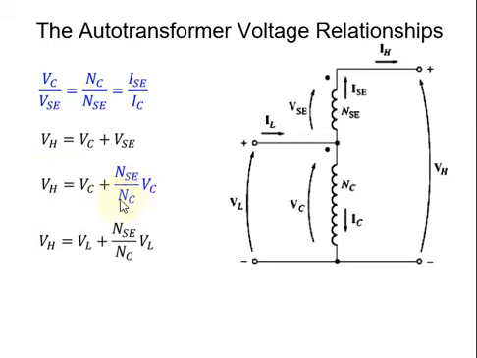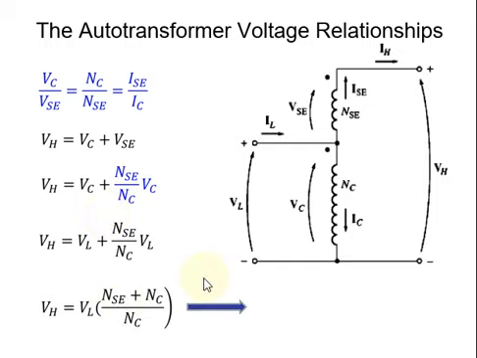Then, as we know that VC is equal to VL, we substitute VL instead of VC. By taking VL as common, we get this relationship. So if we want to make a relationship between the input and output voltages VL and VH, then we can find this yellow equation.